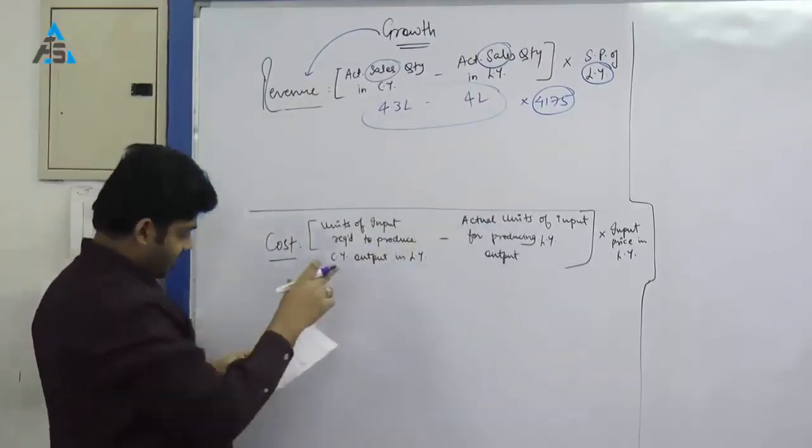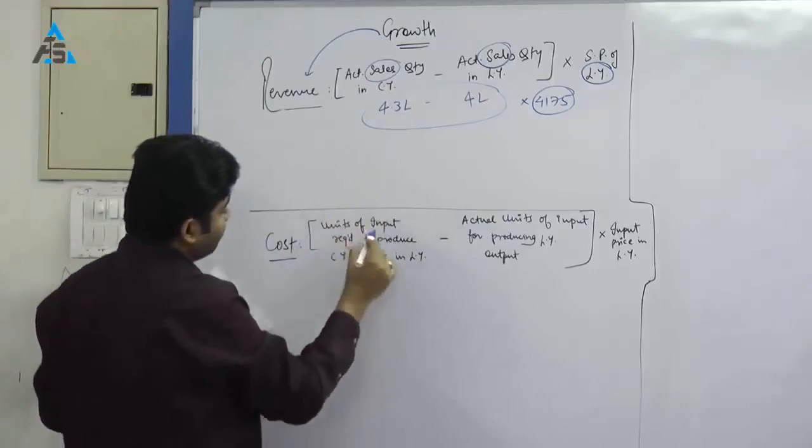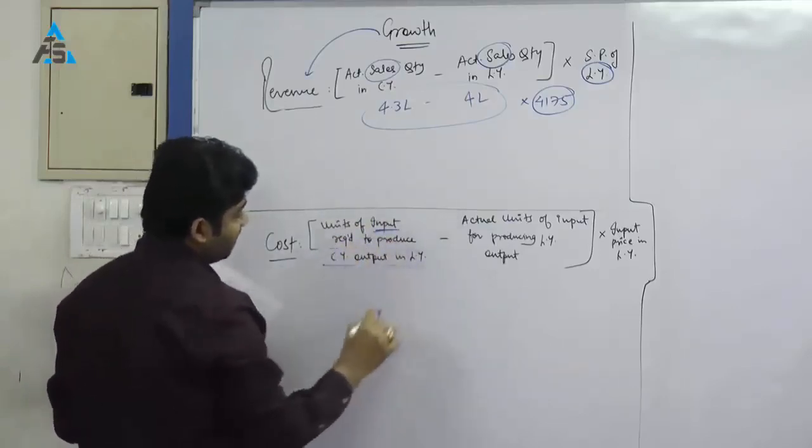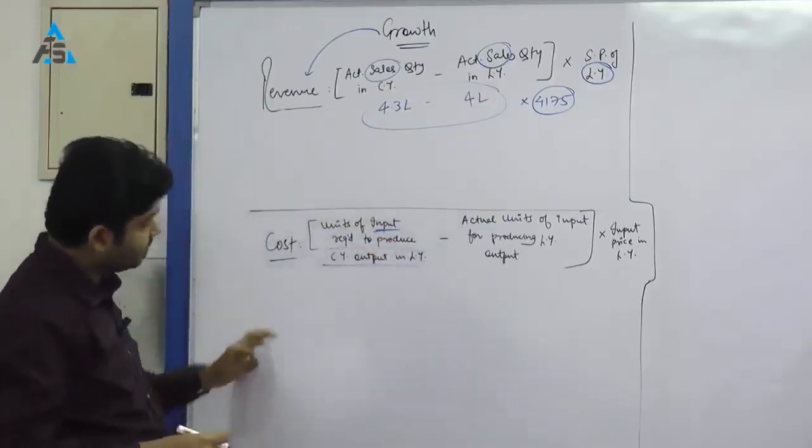Then comes the second aspect of growth, which is units of input required to produce current year output in last year.